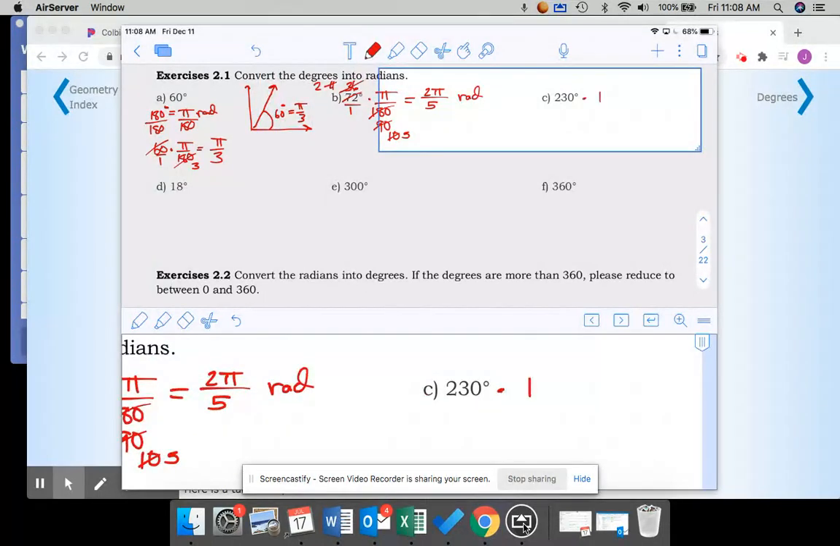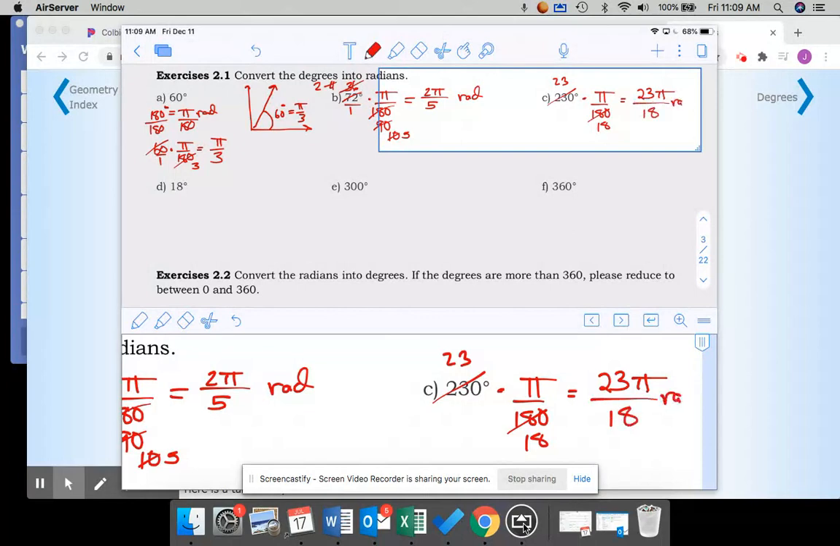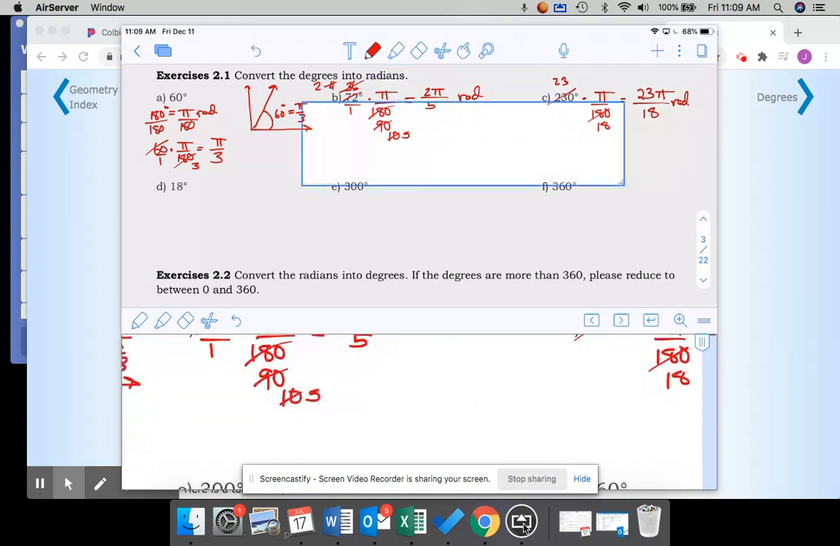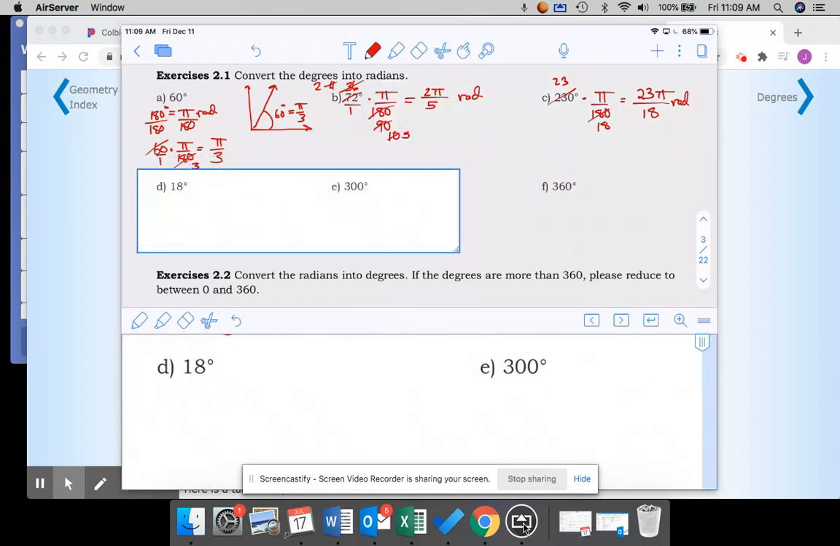We've got the same conversion factor. I noticed that 10 goes into both of them and not much else. 23 is a prime number after that, so 23 pi over 18 radians is what I get out of 230 degrees. I highly recommend you try these last 3 on your own, see if you can find them, and then come back and see if you get the right answers.